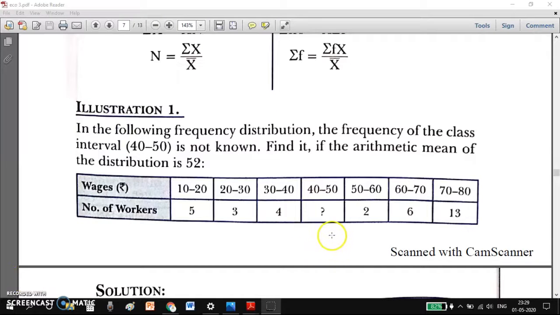So our next sum is about finding the missing value of the frequency. We'll be given a sum, and one part of the frequency in the series will be missing, and moreover the arithmetic mean will also be given to us. So this is the question: in the following frequency distribution, the frequency of the class interval 40 to 50 is unknown. Find it if the arithmetic mean of the distribution is 52. The mean is also given to us. We'll follow the direct method formula, but with this question mark, so instead of it, write f.